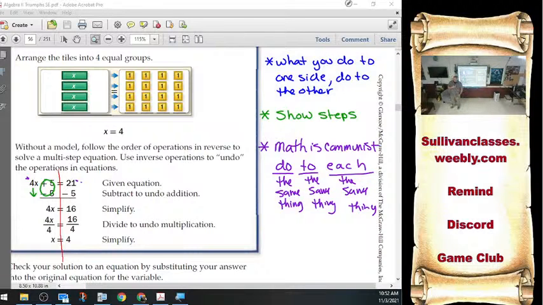We're going to come back here. We might add some more to this. But you have to do the same thing to every term or to every side. You have to show your steps. If you don't do that, you will screw up. I guarantee it.